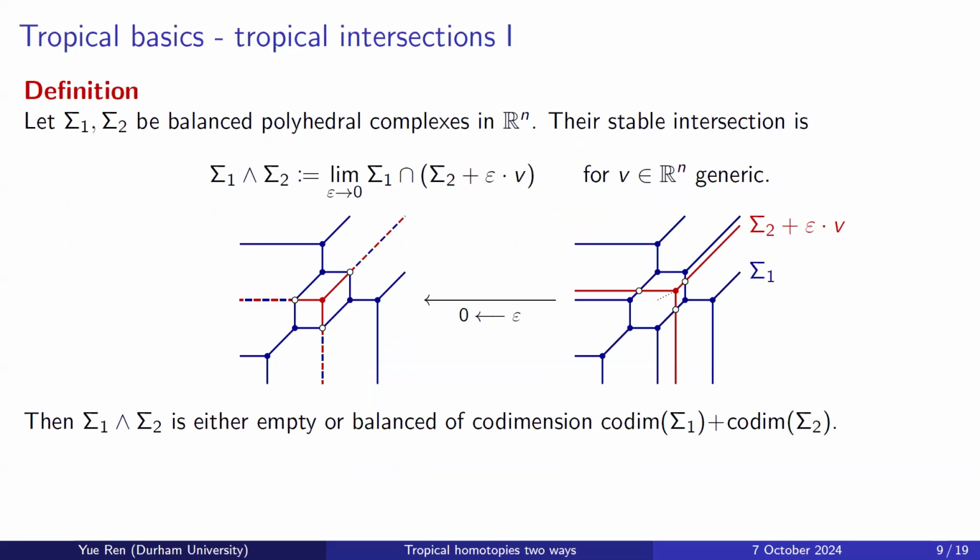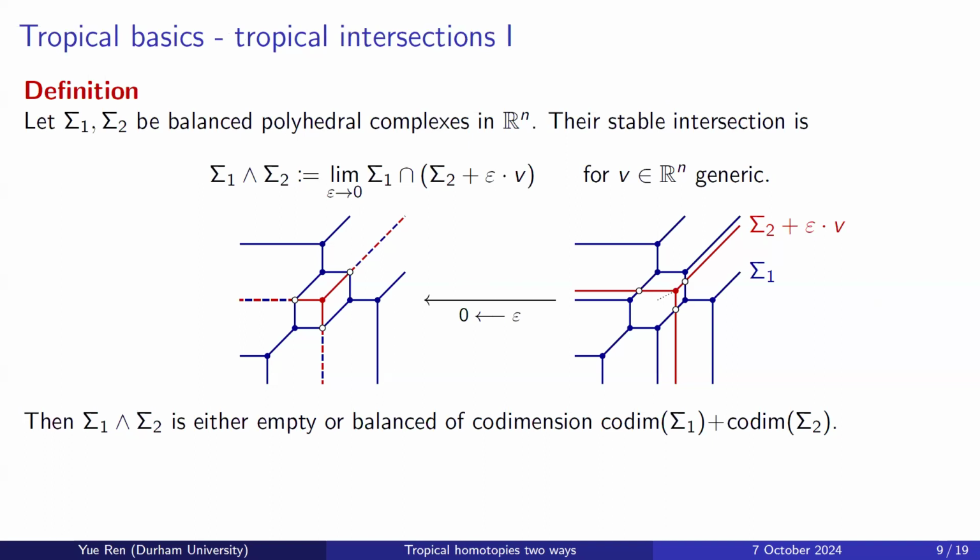In tropical geometry, you can stably intersect two polyhedral complexes, and it works as follows. To stably intersect red and blue, I perturb red, so that I have only finitely many intersection points. Then I undo the perturbation, and the stable intersection is just the 3 white points. The stable intersection is nice because it's either empty or balanced of the codimension of the sum. If you have to define an intersection product, this is how you do it, because the dimensions add up.